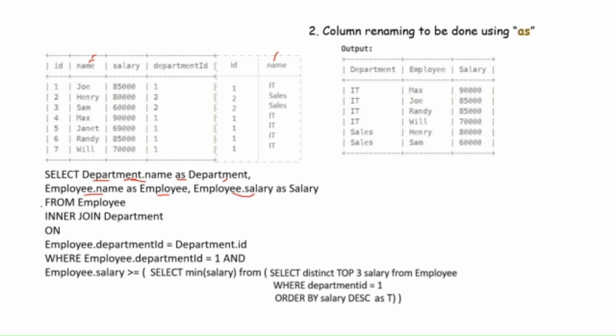So from employee, inner join department on, so this is where we mention the common columns. So on employee.department equals department.id, and we put the where clause here since we have to find it out separately, where employee.department equals 1 and employee.salary greater than or equal to the third highest salary. So this is how the third highest salary, or the minimum of the set, was returned. So employee.salary greater than or equal to select min salary from, select distinct top 3 salary from employee where department ID equals 1, order by salary descending as T.